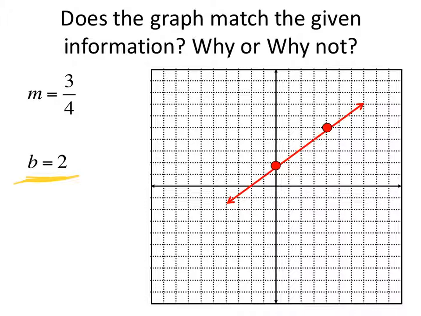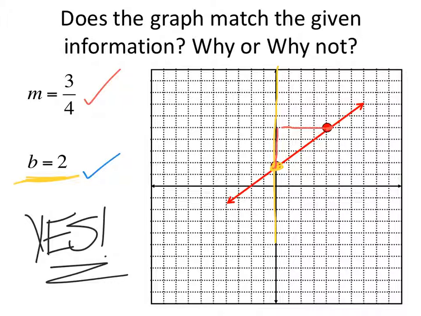Is that true? So I'm looking at the y-axis, and I see that it crosses right here, which is at 2. So yeah, that part's true so far. What about that 3/4? Let's see if that's what I moved to get up to this second point right here. So from this point I went up 1, 2, 3. That's true. And I ran 1, 2, 3, 4. So that is true as well. This graph does match the given information. Yes, because it has the same y-intercept and the same slope.